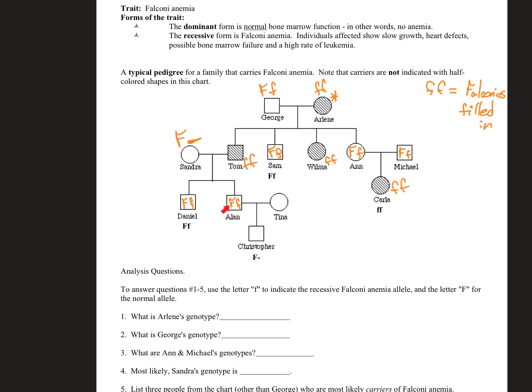Now, Alan has big F, little f, right? How do you know he got big F? Because Tom gave him a little f, and his mom gave him a big F, Sandra, so he doesn't have the disease. They had a baby called Christopher. They say Christopher got the big F from Alan, but they don't know what the other one is. And Tina, we're not sure either, except we know she has a big F. We just don't know what the other one is. Why can't we tell? Because we don't have enough data. The only time we really know what somebody has is from the evidence from their ancestors or from their children that tells us something about what they have.